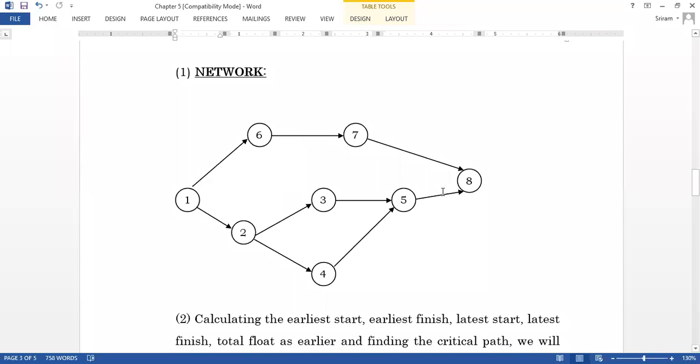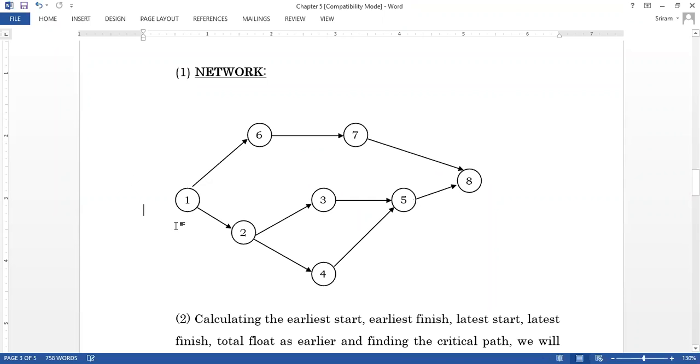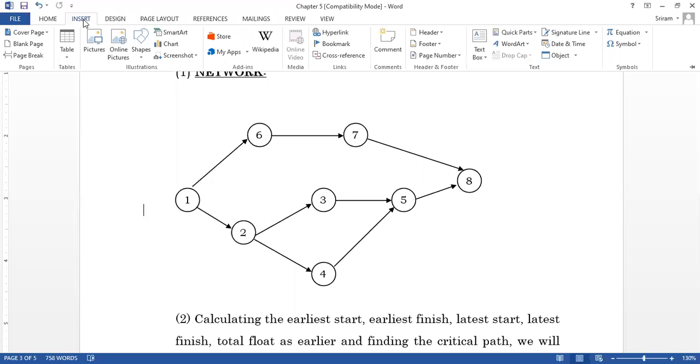Please remember, you always have to complete on the same node, on a single node. You have to start at one point and finish at the same point. Now we are going to find the earliest start and the latest finish.